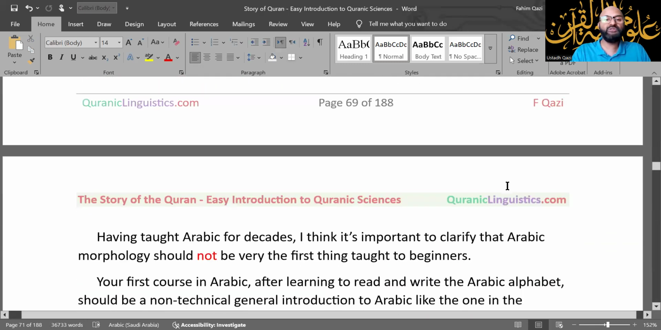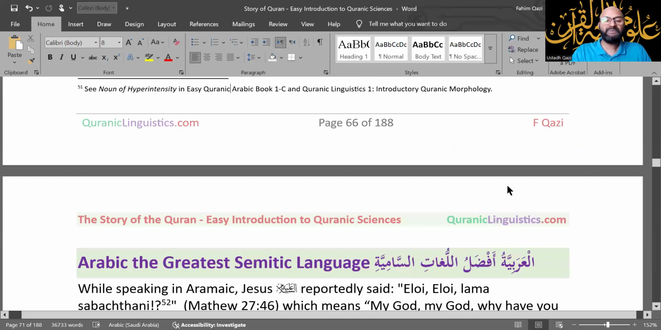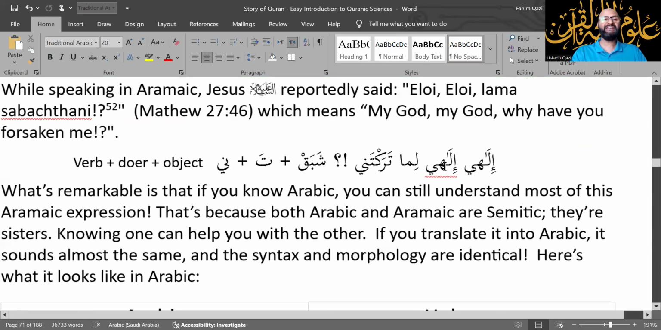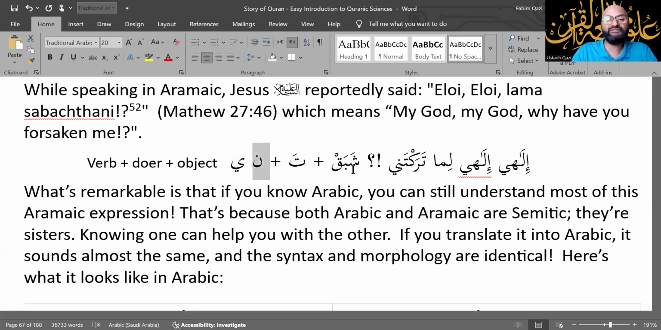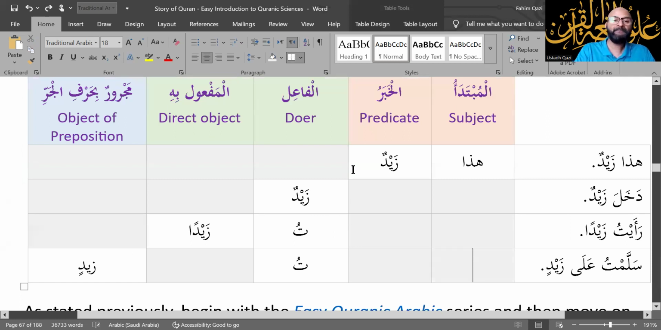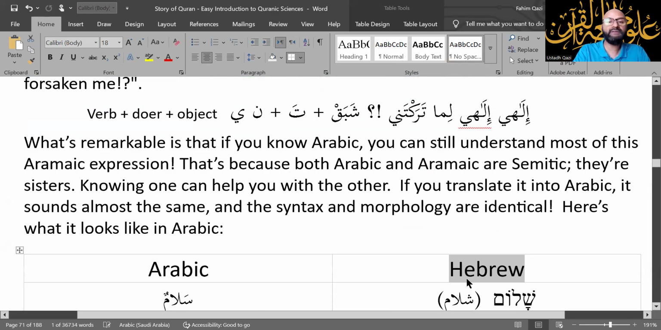This combination, verb, doer, object, should sound familiar to you because remember when we studied this? Eloi, Eloi, lama sabachthani. We did that. This is Aramaic. We saw the verb, doer, object combination. You've got shabak, which is the verb in Aramaic. Ta is the doer. The noon is there to protect the verb. It's called noon al-wiqaya. I don't need to go into the details of that. The ya is the object pronoun. I think I accidentally deleted something here, didn't I?